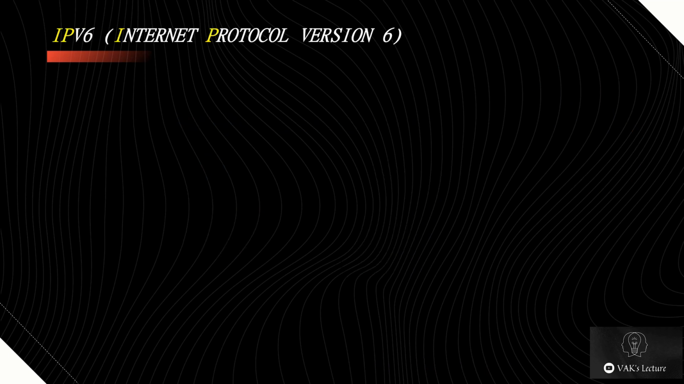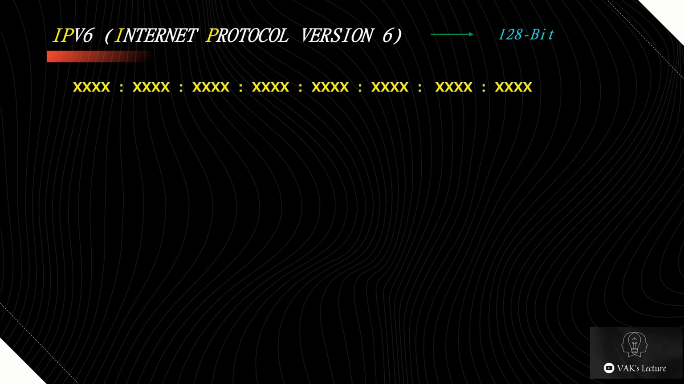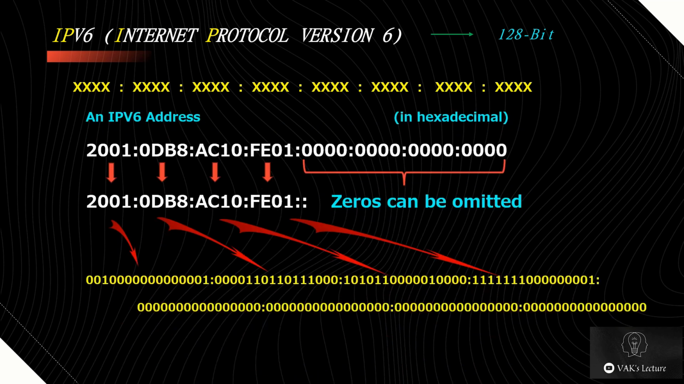Internet Protocol version 6. In human-friendly form, IPv6 is written as a group of 8 hexadecimal numbers separated with colons. For example, in human-friendly form, the IPv6 address can be written like this, while in computer-friendly form, IPv6 address can be written by a sequence of 128 ones or zeros.